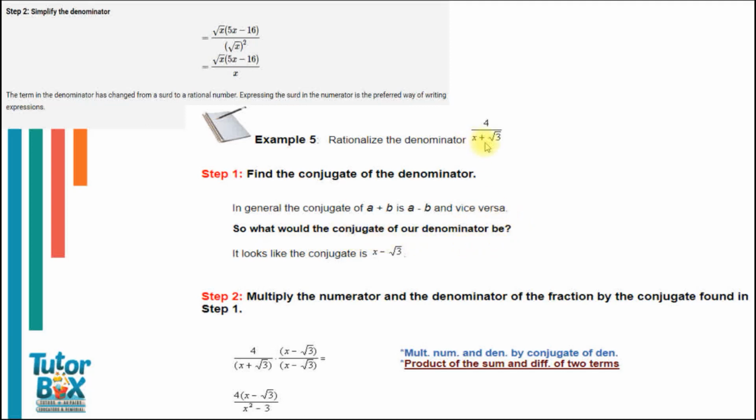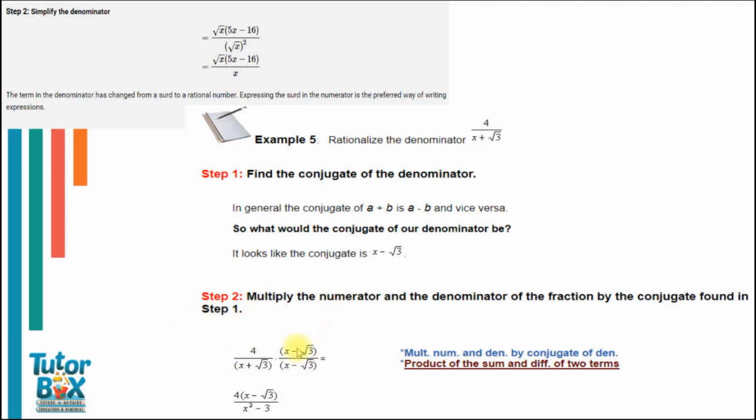In this case, we have x plus square root of 3. So the first term stays the same, the second term stays the same. The plus, however, has to change. So our conjugate for this question would be x minus root 3. Okay, and then step 2, we multiply the numerator and the denominator of the fraction by the conjugate found in step 1.